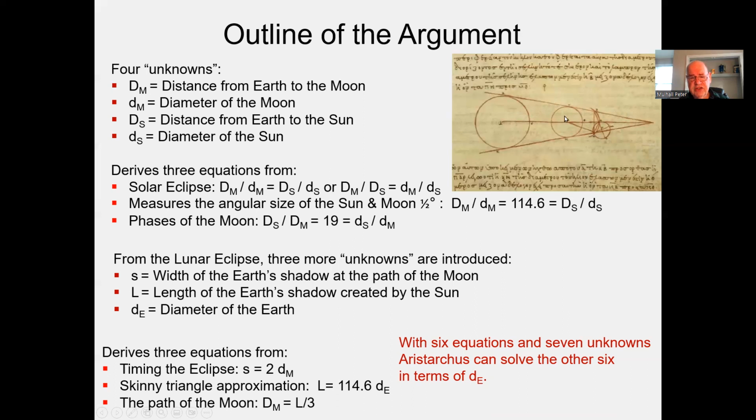Here's the sun, here's the Earth, here's the moon, and here's the shadow that the Earth creates from the sunlight. And of course, in the lunar eclipse, the moon moves into that shadow. So S is going to be the width of the shadow at the place of the moon. How far out the moon is, how wide is the shadow that the moon actually goes through. That's S. L is going to be the length of the shadow, from the center of the Earth out to the apex of the cone shadow that's created by the round Earth. That's L. And finally, D sub E, we're working with our little d's, will be the diameter of the Earth.